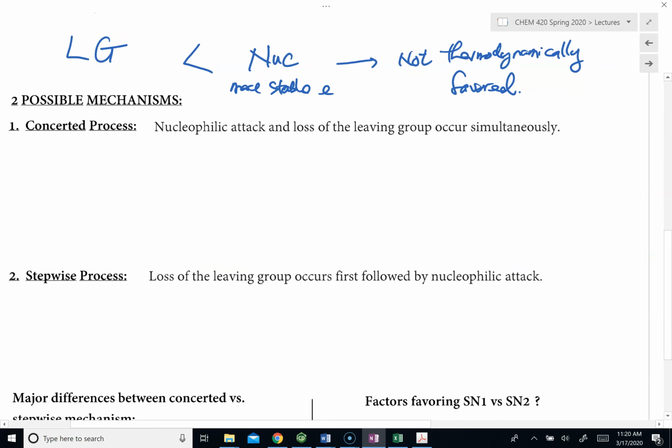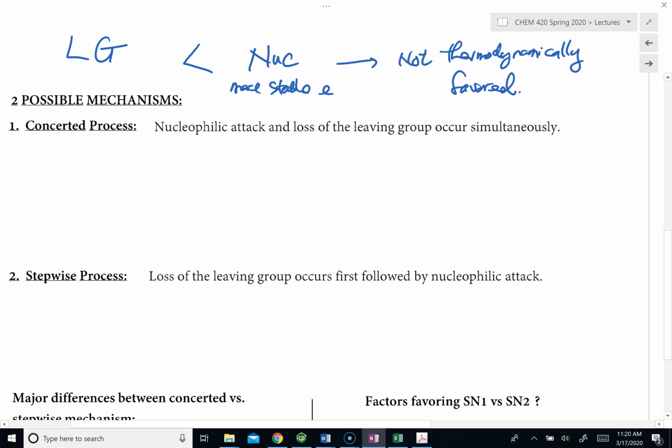There are two possible mechanisms for a nucleophilic substitution reaction, and we call the first one the concerted process and the second one the stepwise process. So these are the two mechanisms in which a nucleophilic substitution reaction may happen. Both of them can happen depending on what the substrate is and what the nucleophile is and so on. Depending on the mechanism that is taking place, different products may be formed.